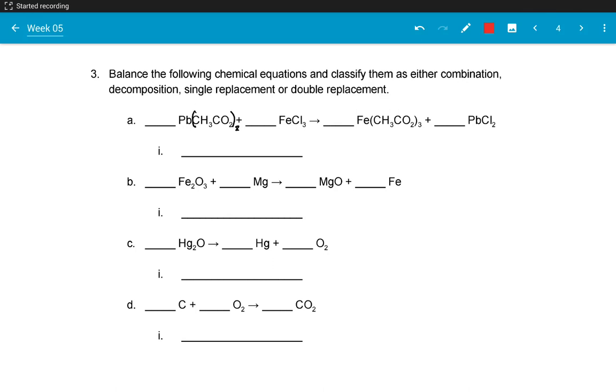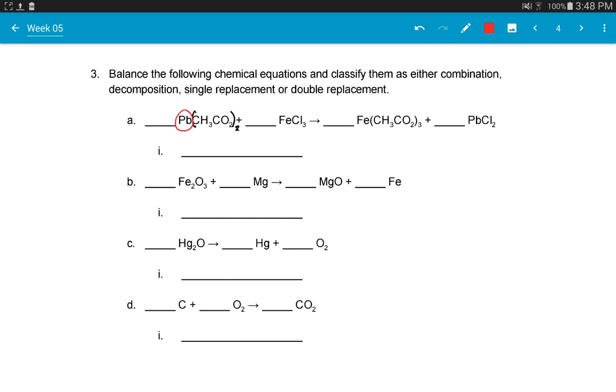Balance the following chemical equations and classify them as either combination, decomposition, single replacement, or double replacement. Now, as we look at this problem, first thing I will point out is that when I printed this off, I had a typo on there that I have since fixed on the online version that you're actually using for homework. But rather than start over on these, I'm just going to make a quick edit.